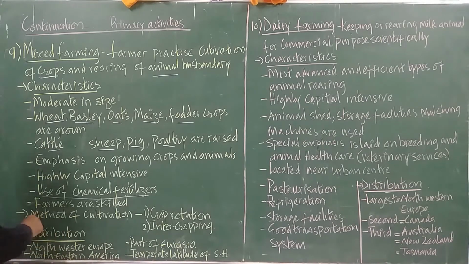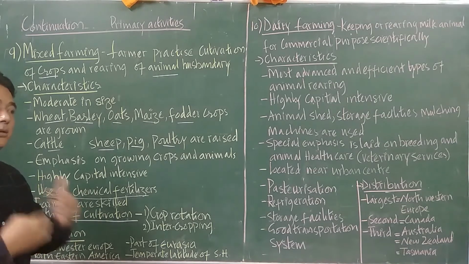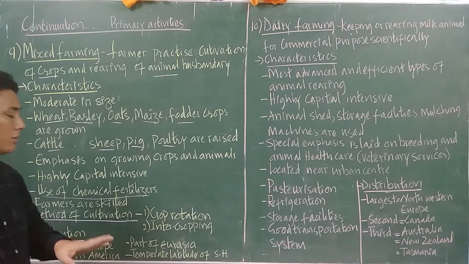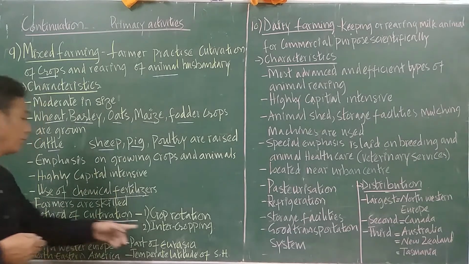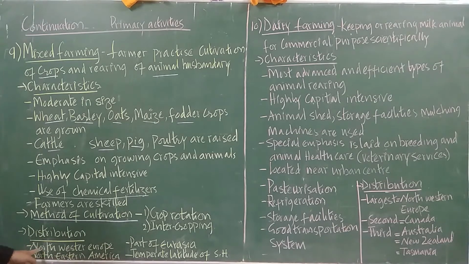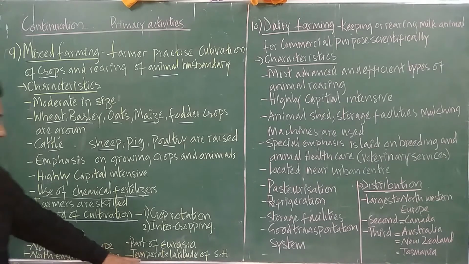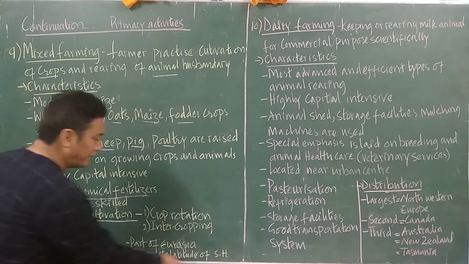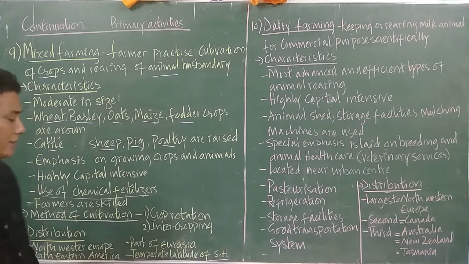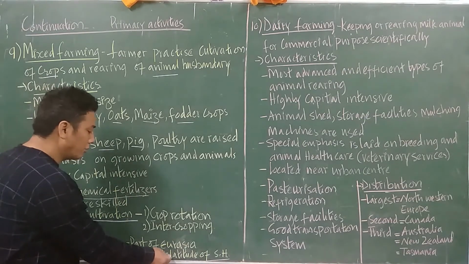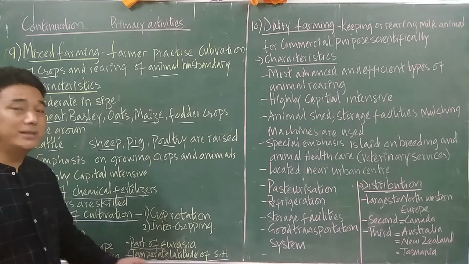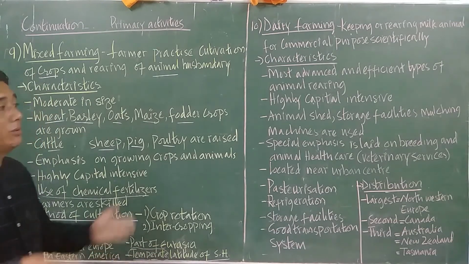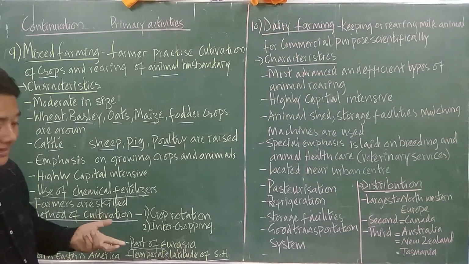Methods of cultivation: crop rotation and intercropping. Distribution: Northwest Europe, Northeastern America, parts of Eurasia, and the temperate latitudes of the southern hemisphere. These are the temperate, mid-latitude regions, around 45 degrees, where mixed farming is practiced.